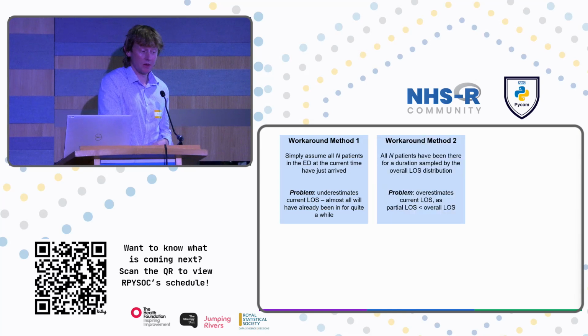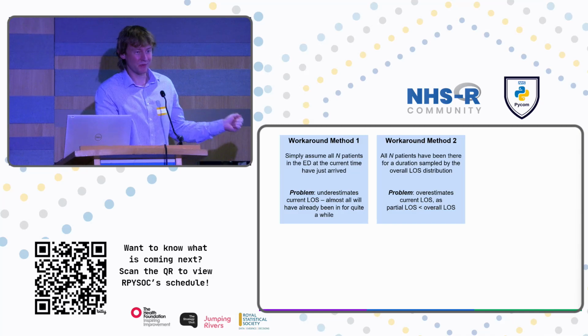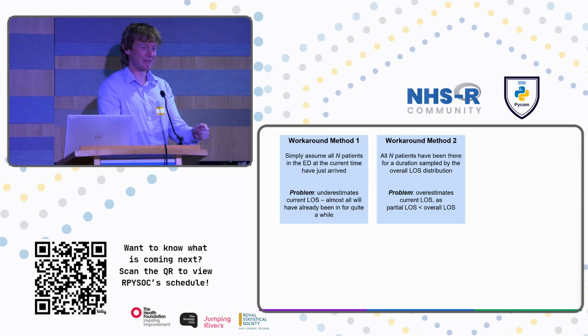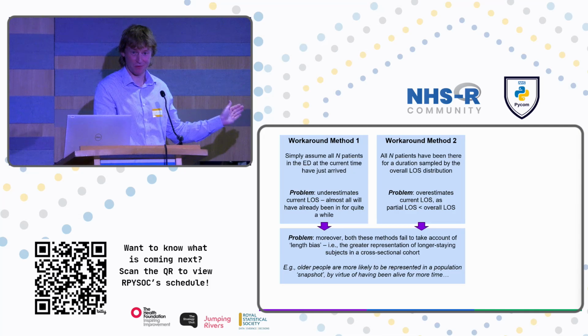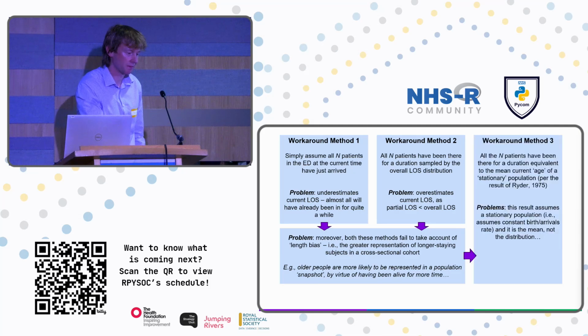Or you say, all of them have been there for a duration sampled from the overall length of stay distribution, but that's the overall length of stay distribution until they've completed their length of stay, not partial length of stay. Moreover, both of these would not take into account length bias. If you take a cross-section of a population, then you will find more older people by virtue of older people living for longer and therefore having more chance of being represented in that cross-section.